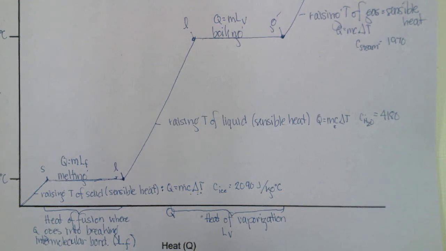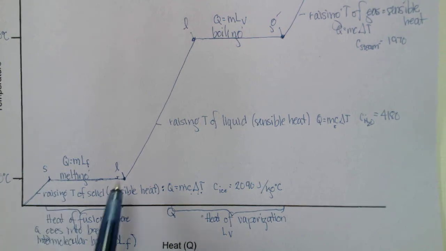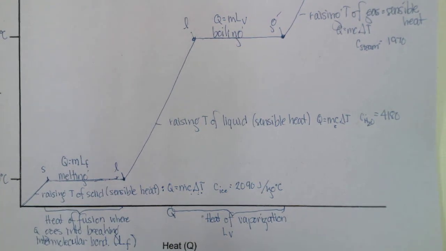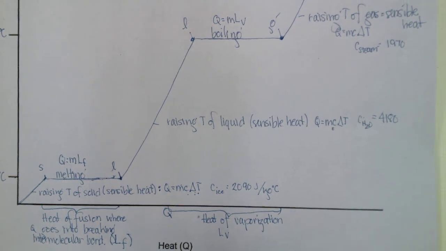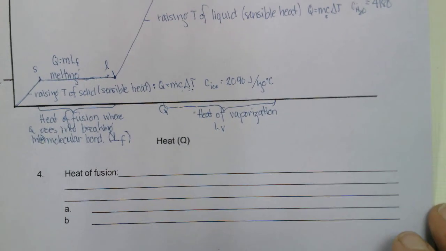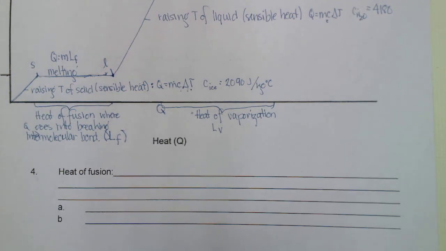Notice what I'm not doing here with my heat of fusion. I am not changing the temperature. I'm only breaking the bond. So there's no delta T in that equation, and understandably so. Now let's talk about this heat of fusion. What does this actually mean, the heat of fusion? How are we going to define this?